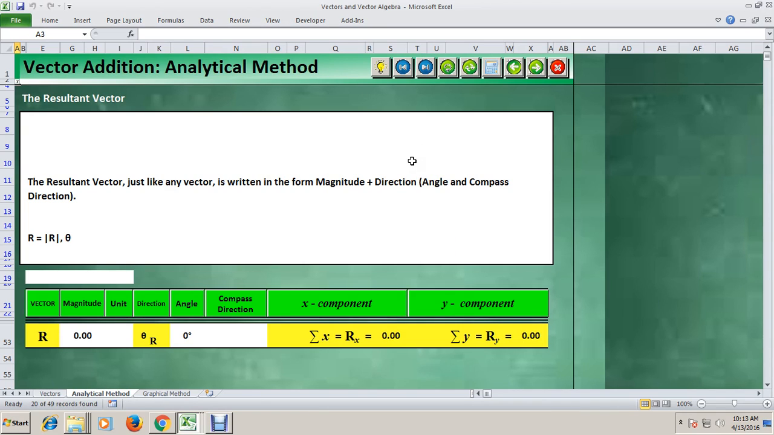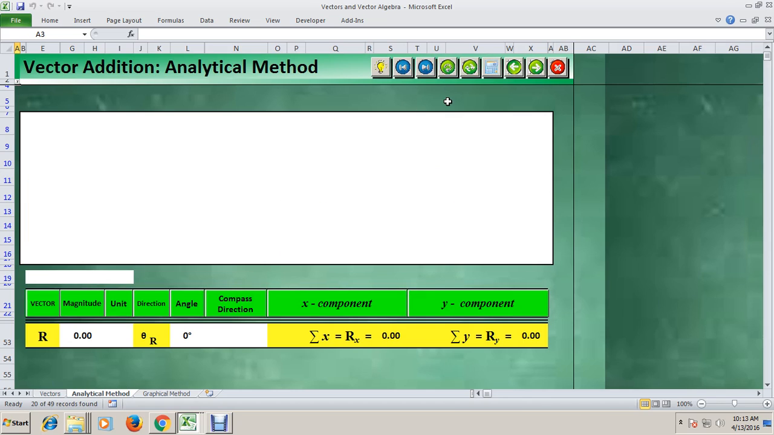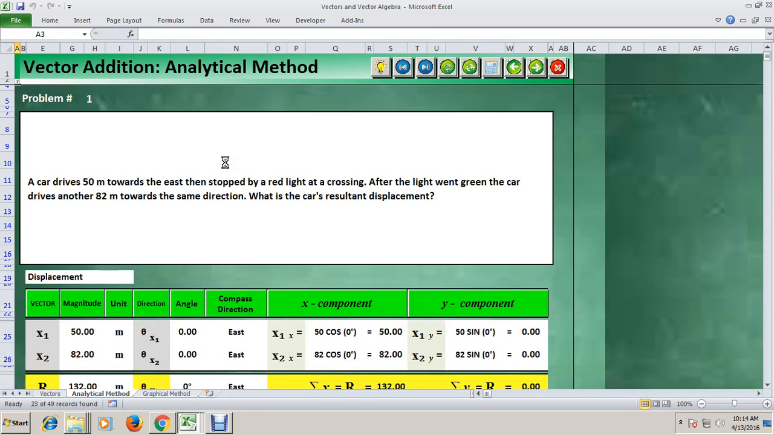Okay, so let's do some examples. Let's start with problem number 1 that we have presented before. Remember our problem number 1: a car drives 50 meters towards the east, then is stopped by a red light at a crossing. After the light goes green, the car drives another 82 meters in the same direction. So the question is, what is the car's resultant displacement?